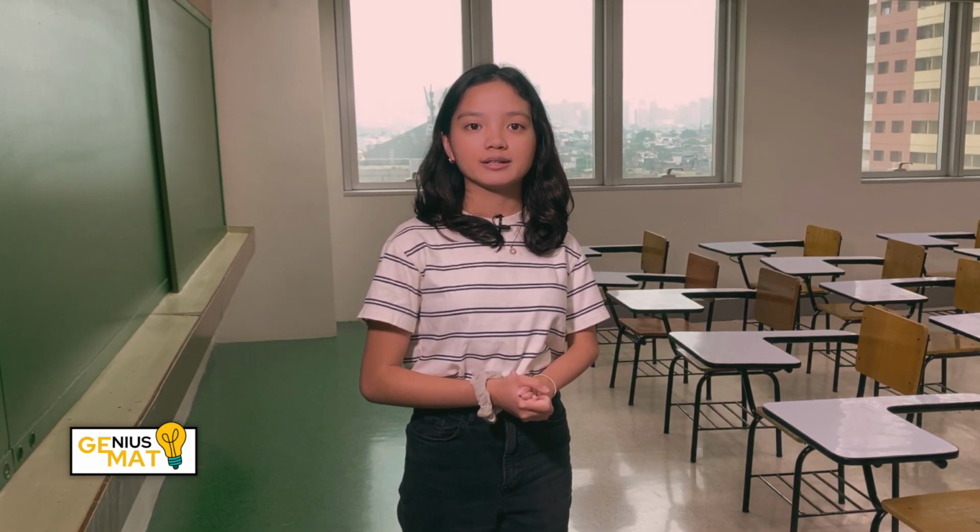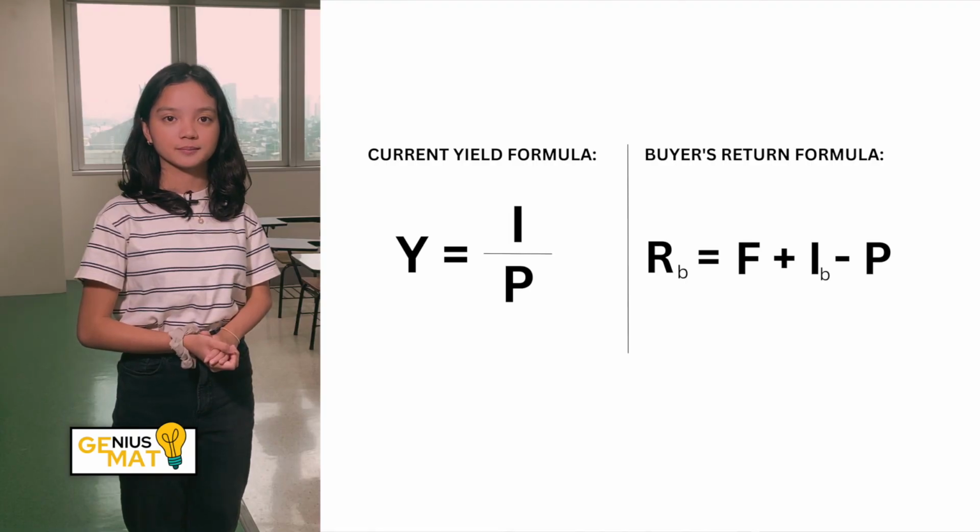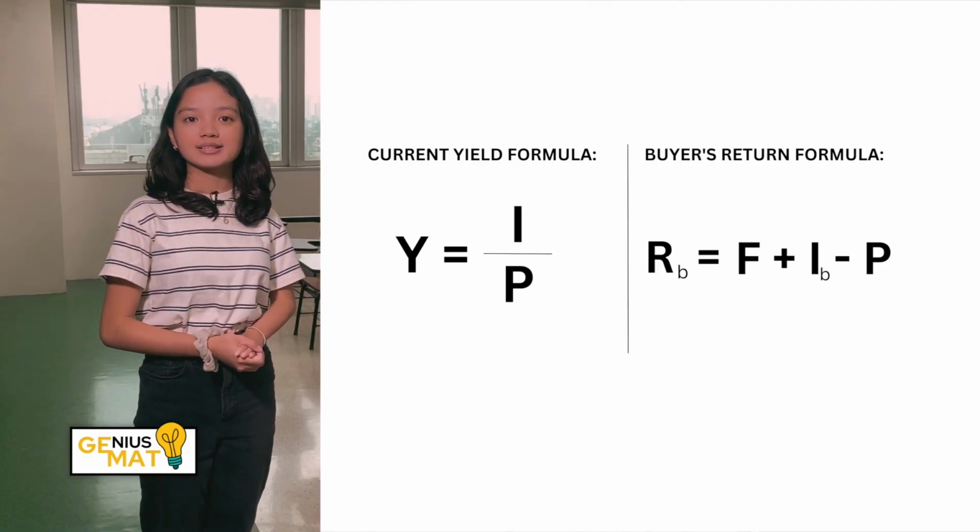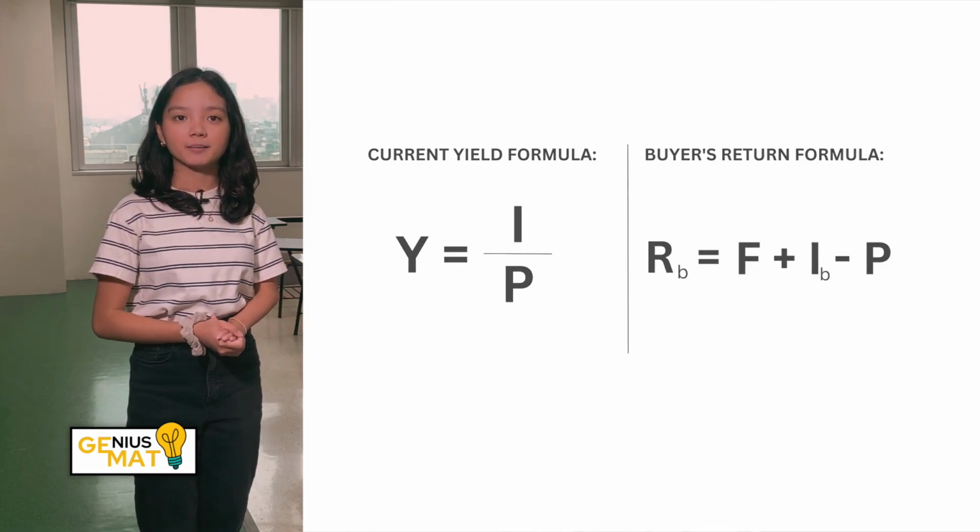The next topic that I will discuss is the current yield and buyer's return. I will show you how we can calculate these two. The first step is to know the formula for current yield and buyer's return. Here is the formula. Now that we have seen the formulas, I'm going to show you an example problem.